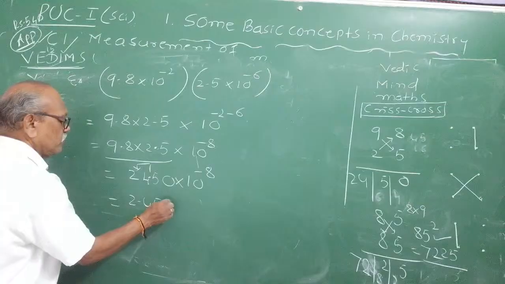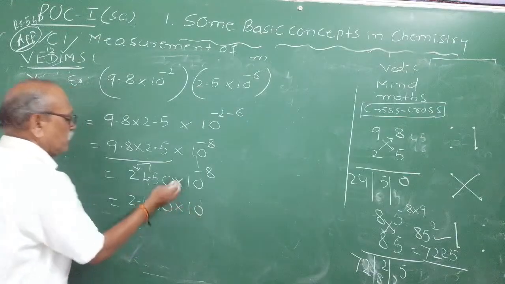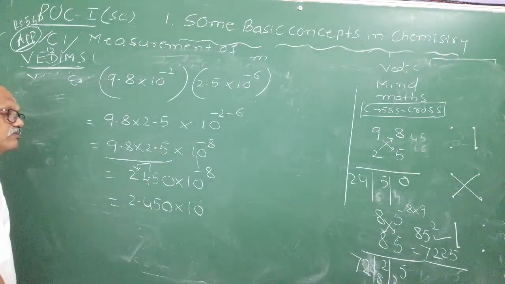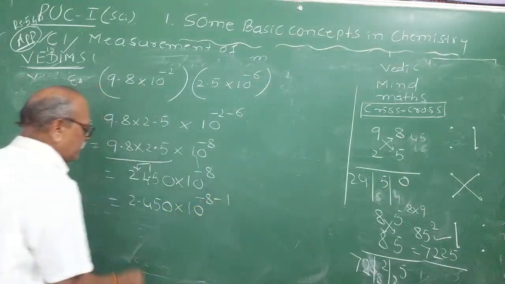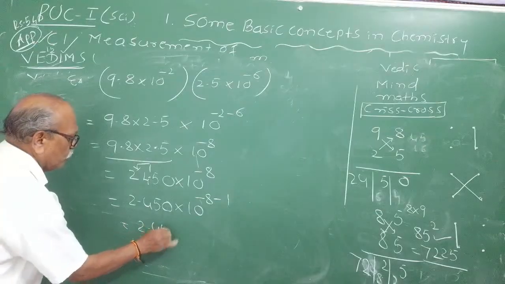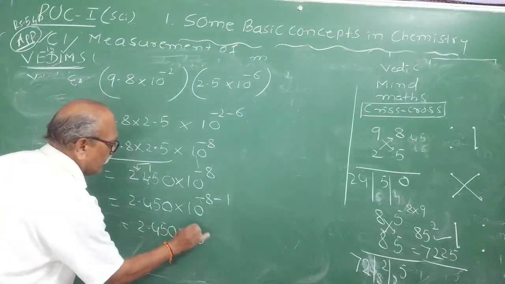2.450 into 10 raised to, left shift, you have to do what? Add it. Then you will get minus 8 minus 1 digit. Therefore, the correct answer will be 2.450 into 10 raised to minus 9.